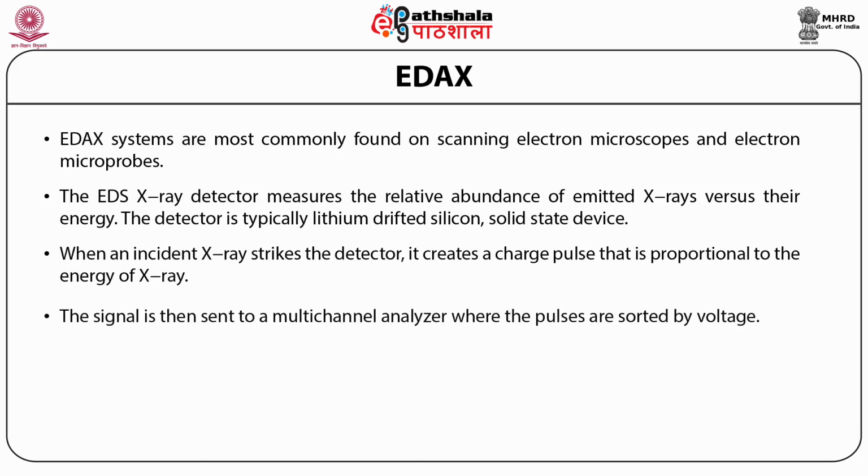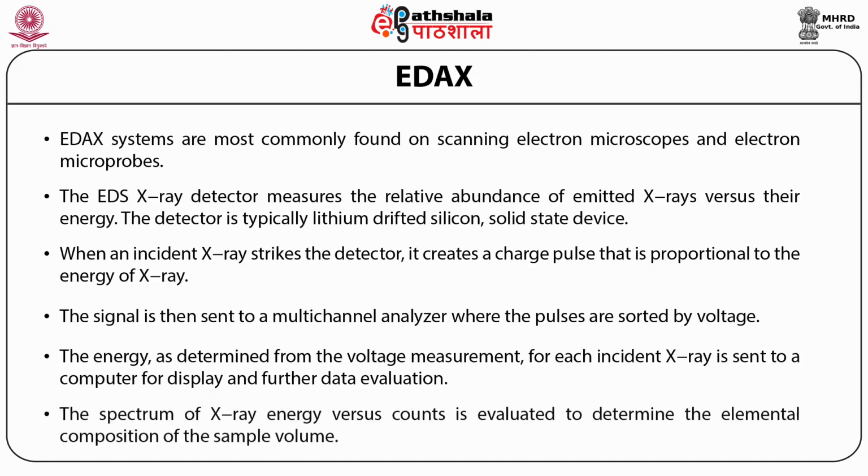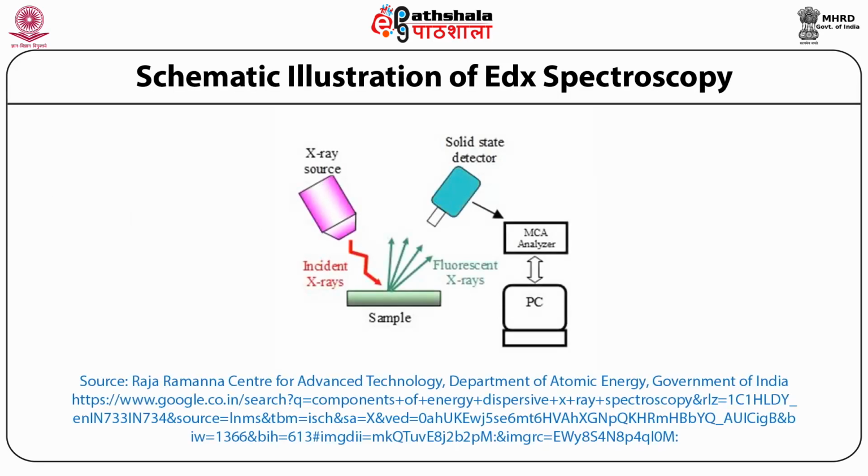The signal is then sent to a multi-channel analyzer where the pulses are sorted by voltage. The energy, as determined from the voltage measurement for each incident X-ray, is sent to a computer for display and further data evaluation. The spectrum of X-ray energy versus count is evaluated to determine the elemental composition of the sample volume. This is the schematic illustration of EDAX spectroscopy instrumentation showing the basic components.